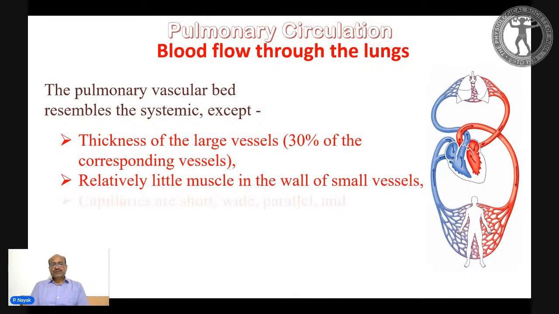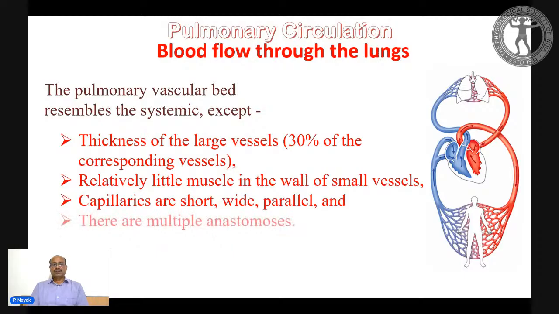Overall, the thickness of the large vessels is relatively less in the pulmonary vascular bed in comparison to the systemic circulation. If we think of the aorta and the pulmonary trunk and compare these two, what is seen here is that if we consider the thickness at the aorta as 100%, only 30% is there in the pulmonary trunk.